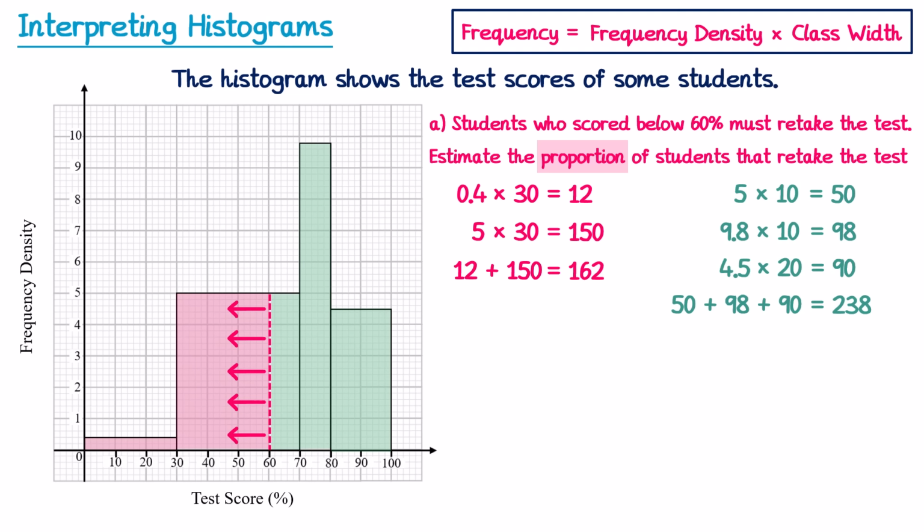So there are 162 people that are going to retake and 238 that aren't. This means in total we can add together 162 and 238, and there are 400 students in total.